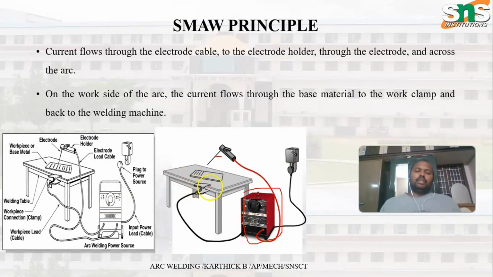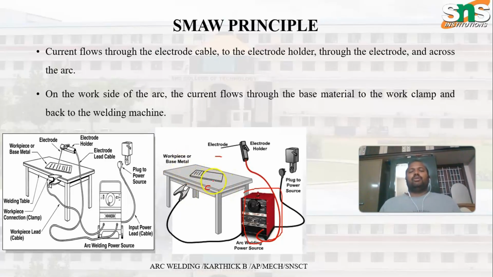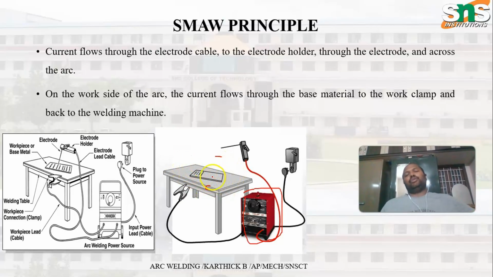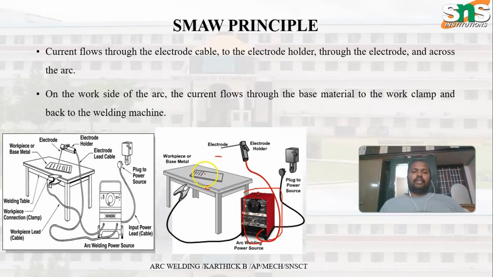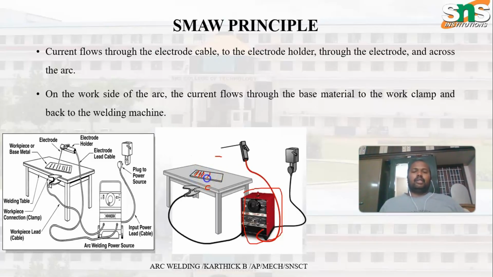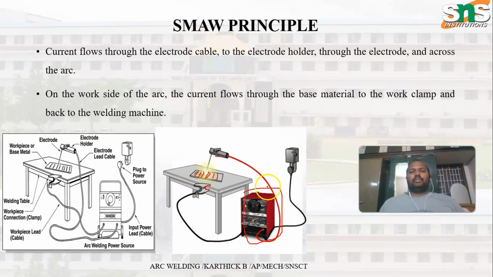So the clamp catches the table, and this workpiece becomes the negative here. Once this positive and negative charge comes into the picture, a spark arc is created. This arc helps us to weld in the appropriate direction, as per the requirement of the application. So through this, the SMAW process happens in the workshops.